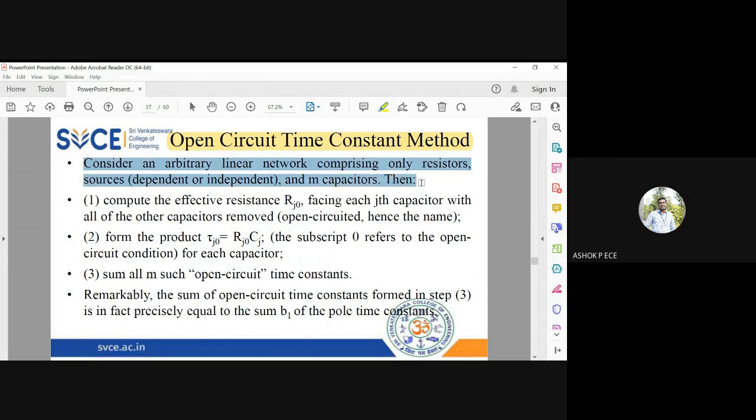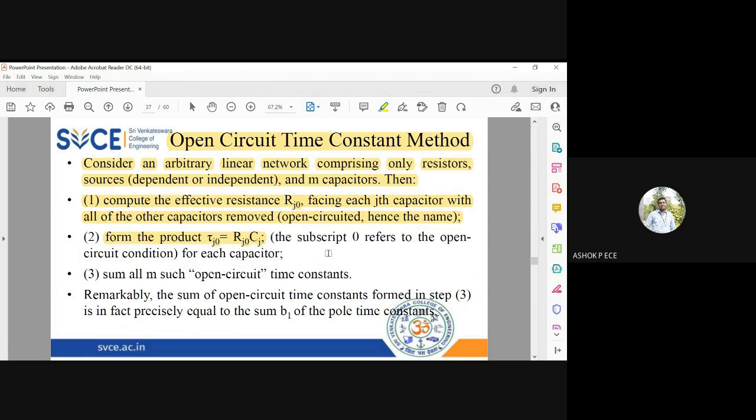So we have steps. First, find the effective resistance Rj0 facing the jth capacitor with all the capacitors removed. So remove all the capacitors, or I can say open circuit all the capacitors. Find the effective resistance Rj0. Then find the product tau j0 equal to Rj0 times Cj. You know, the time constant tau is equal to RC, right? First find the effective resistance, then find the time constant tau j0 equal to Rj0 times Cj. So 0 refers to the open circuit condition.